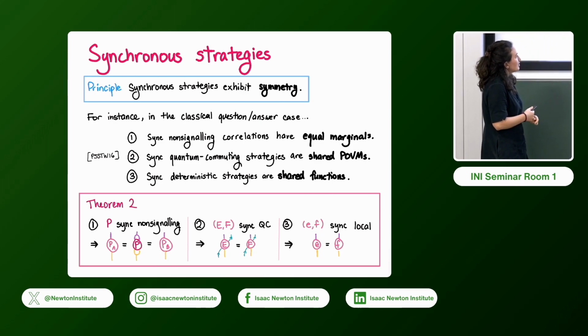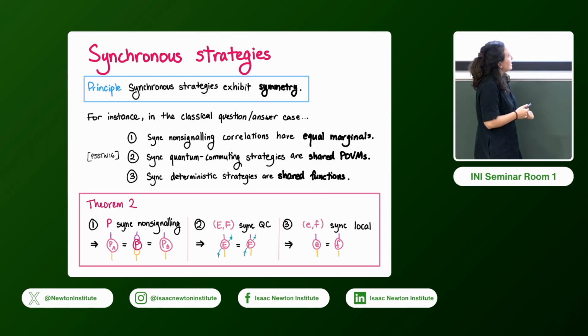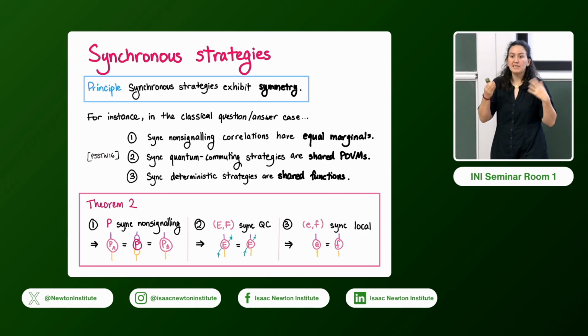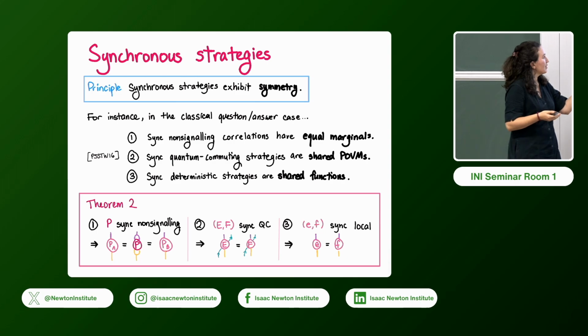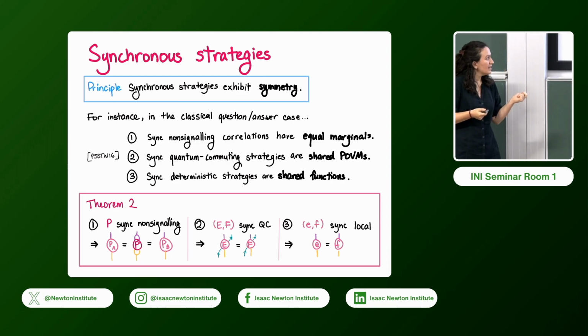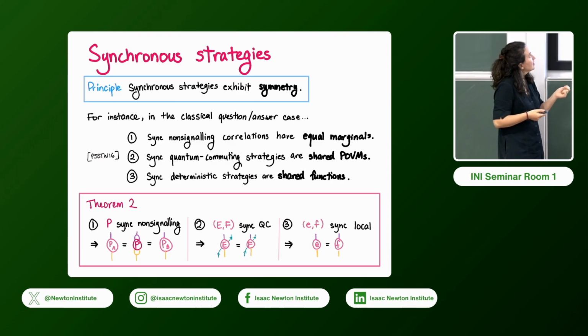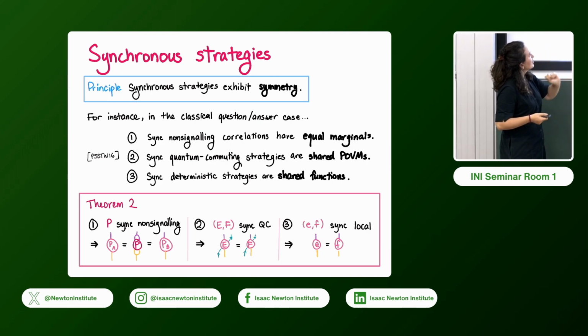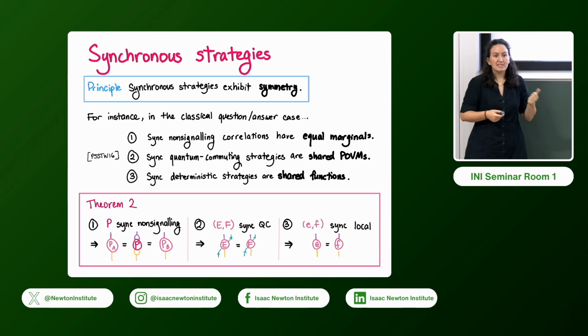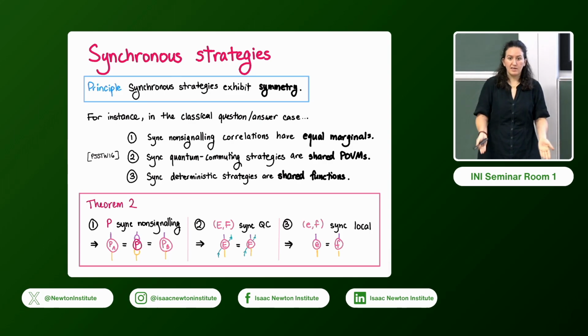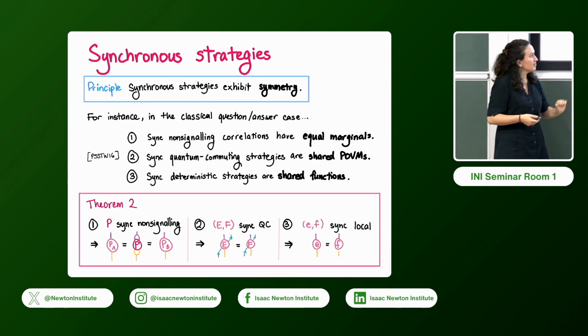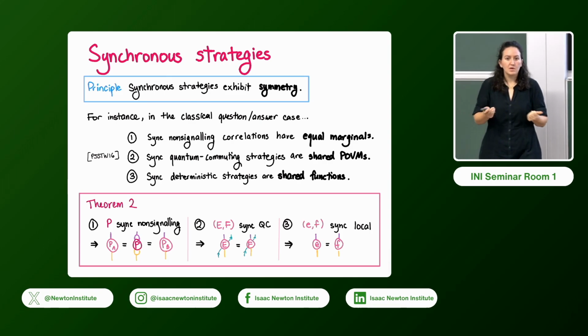Okay. So you can show that if the strategy is synchronous and it's a quantum commuting strategy, so Alice and Bob each have a quantum function, then their quantum functions are forced to be equal. And that generalizes number 2. And then number 3 says that if you have a synchronous local strategy on quantum questions and answers, you're forced to have shared correlations.